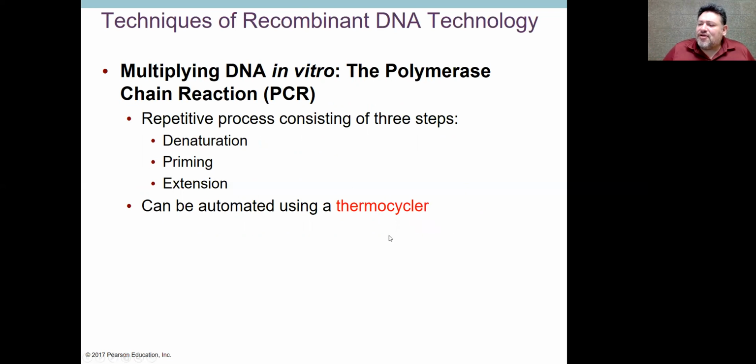But it's important for you to know that this is happening in a machine called a thermocycler, okay? And the reason for that is because all these steps of PCR take place at different temperatures. And so this thermocycler can be programmed to carry out a certain temperature for a certain amount of time for a certain number of cycles. And you and I don't have to do it. The thermocycler does it, okay? So that's a beautiful thing.